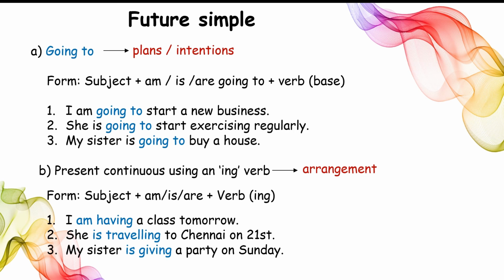All the 3 sentences here convey a message that the necessary arrangements have already been made for the events to take place in future. I am having a class tomorrow. Here, I have made necessary arrangements for my class to be conducted tomorrow. Similarly, she is traveling to Chennai on 21st. In this condition, she has made arrangements and booked the ticket to travel to Chennai on 21st. Look at the third sentence. My sister cannot give a party without making necessary arrangements.